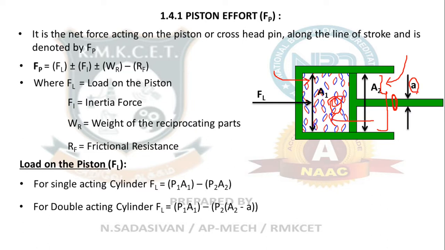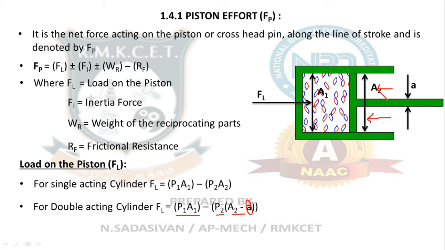Now I have to subtract this small a from this A2. So that is the area available for this steam pressure P2 to act, which is given on the lower side of the piston. So therefore for a double acting steam engine, what I am doing is P1 A1 minus P2 into (A2 minus A), where A is the area of this connecting rod, which is reducing the effective area available for the steam to act on the lower side.